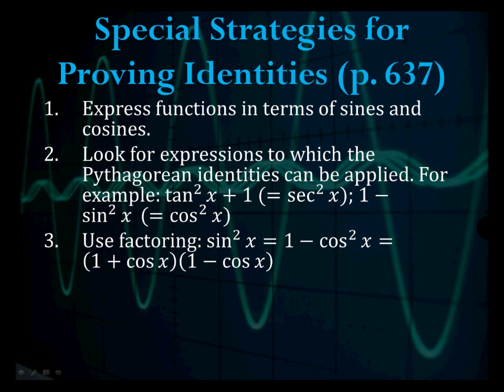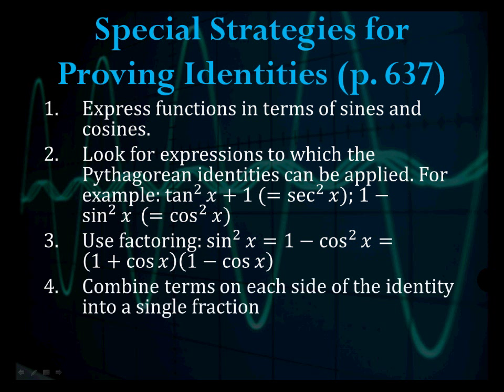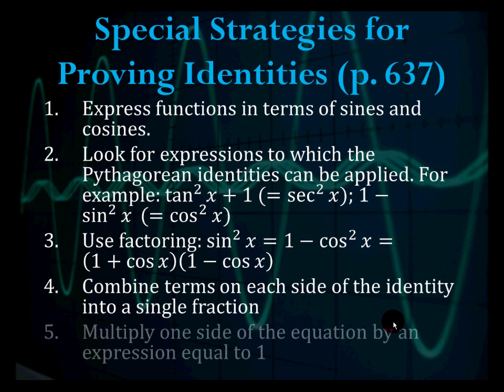Number 3, sometimes you're going to have to factor. So if you see a 1 plus cosine x or 1 minus cosine x somewhere in the expression, you see a sine squared, this might be a clue that you might need to factor and something cancels out. You can also just factor out a single expression like you would factor out x from 3x squared plus 4x. 4, combine terms on each side of the identity into a single fraction. This means you can use a least common denominator and put them over a single common denominator.